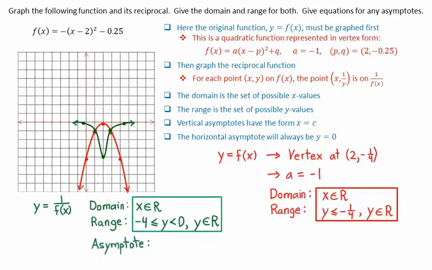As for asymptotes, again, there are no vertical asymptotes because the original function did not have any x-intercepts. We do, however, have the horizontal asymptote y equals 0.